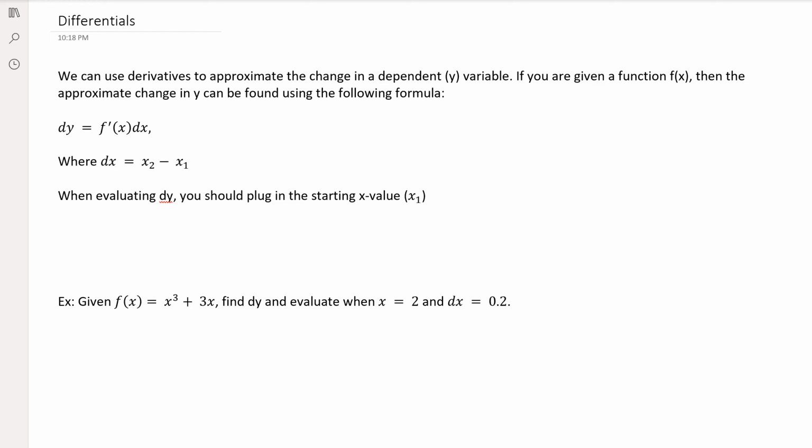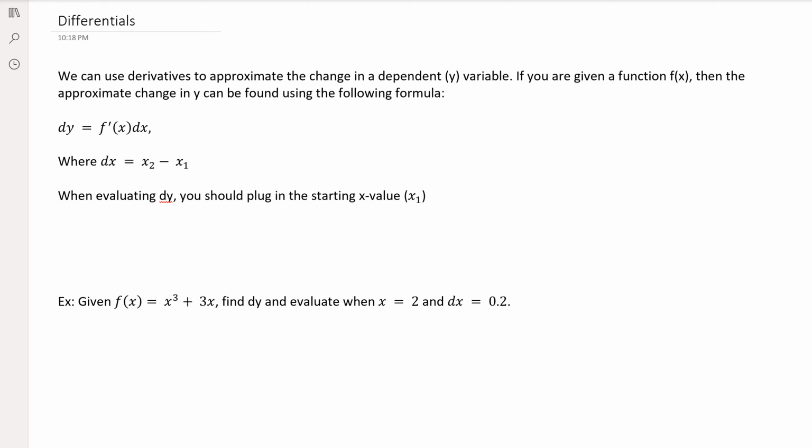Alrighty folks, in this video we're going to go over the concept of differentials. In this video we're not going to learn any new derivatives, but we're going to go over a really cool and useful application of derivatives. It turns out that we can use derivatives to approximate the change in a dependent variable.